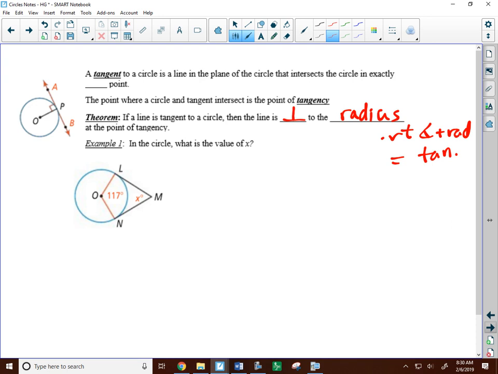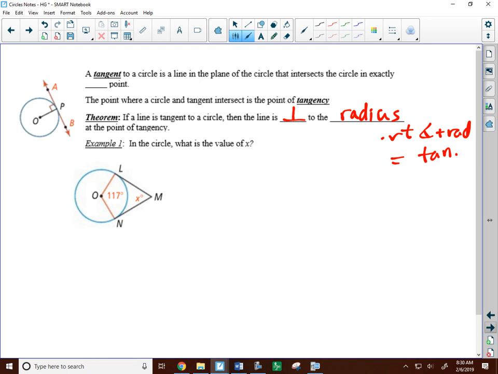So if you have any two of those, like if you want a tangent line and you have a right angle, or you have a radius, then it would make a right angle. And so I'm just going to do two examples of this. So for the first one, what is the value of x?